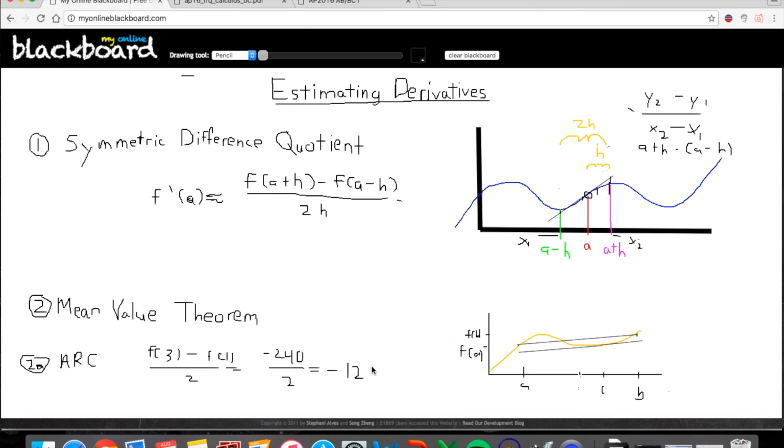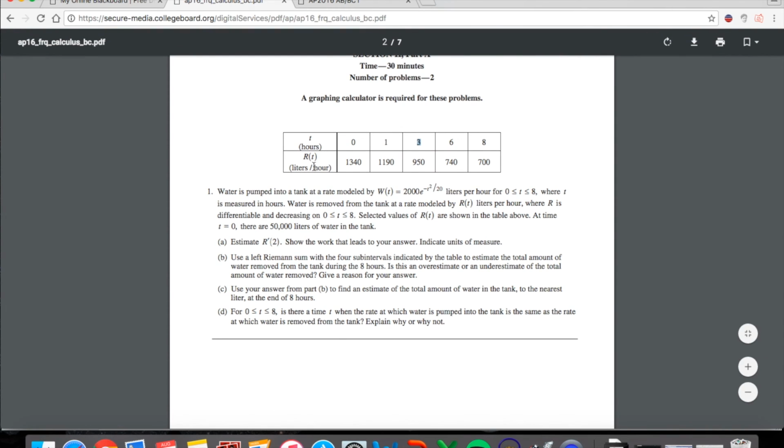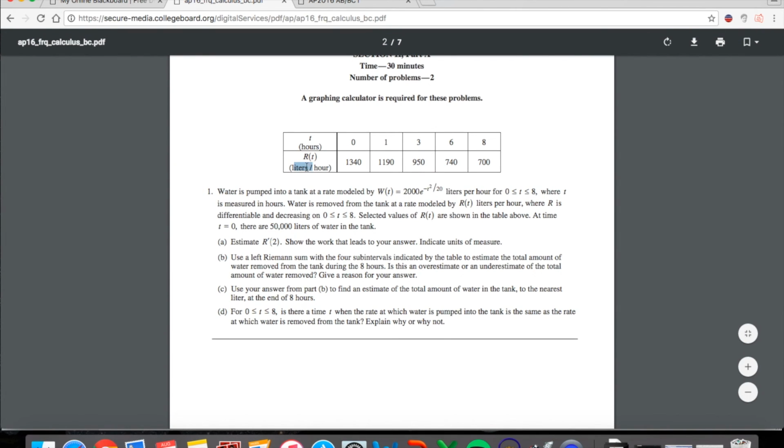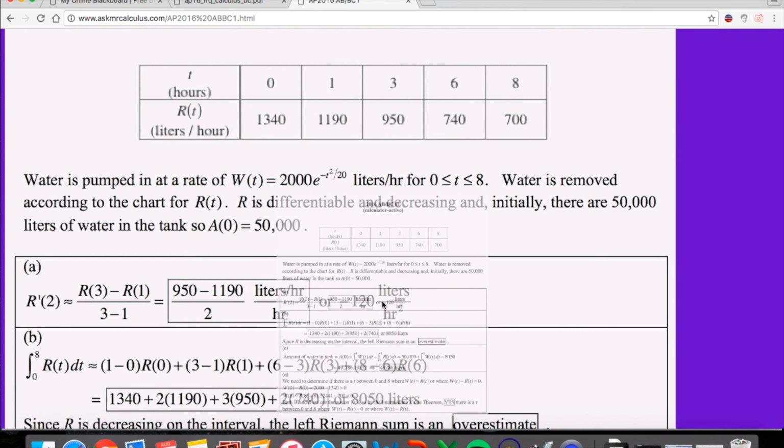And then obviously you need your units, and since it's the derivative, it's the rate, so liters per hour squared. So L per hour squared. Because remember, the slope is going to be liters over hours, so you get liters over hours times hours, which is liters over hours squared. And then we look at our answer, and we get the same exact thing.